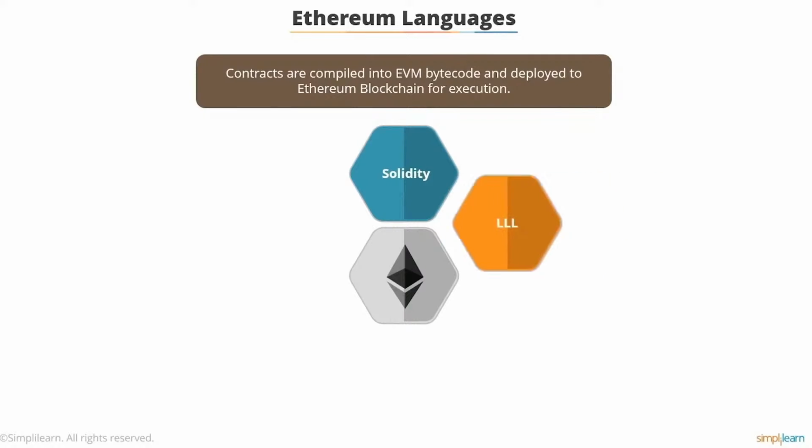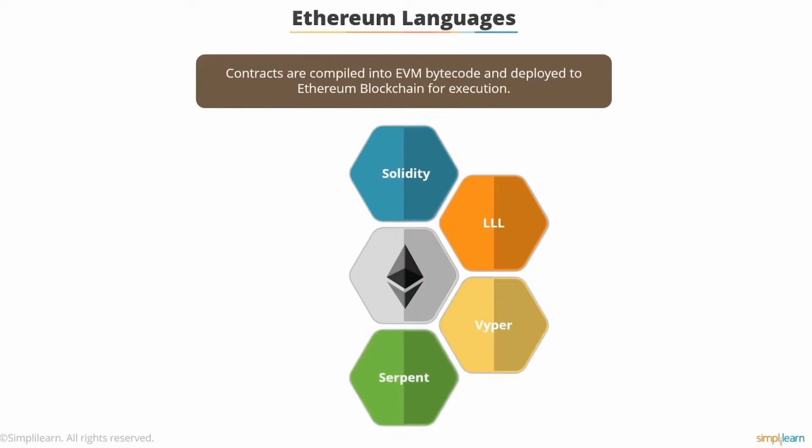The second language is a low-level Lisp-like language, abbreviated as LLL. It is one of the original Ethereum smart contract programming languages and is similar to assembly. It is meant to be a very simple and minimalistic language, essentially serving as a tiny wrapper over coding in EVM directly. The third language is Viper, which is a contract-oriented programming language influenced by Python. The fourth language is Serpent, which is an assembly language that compiles to EVM code that is extended with various high-level features.